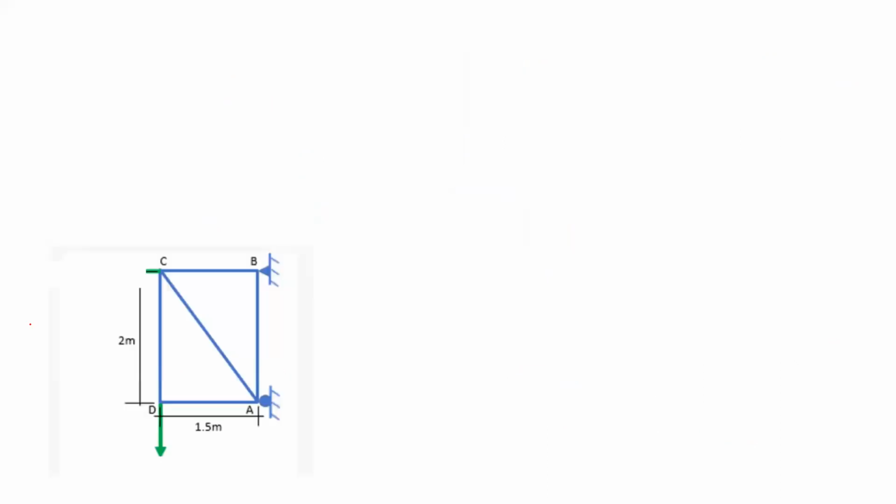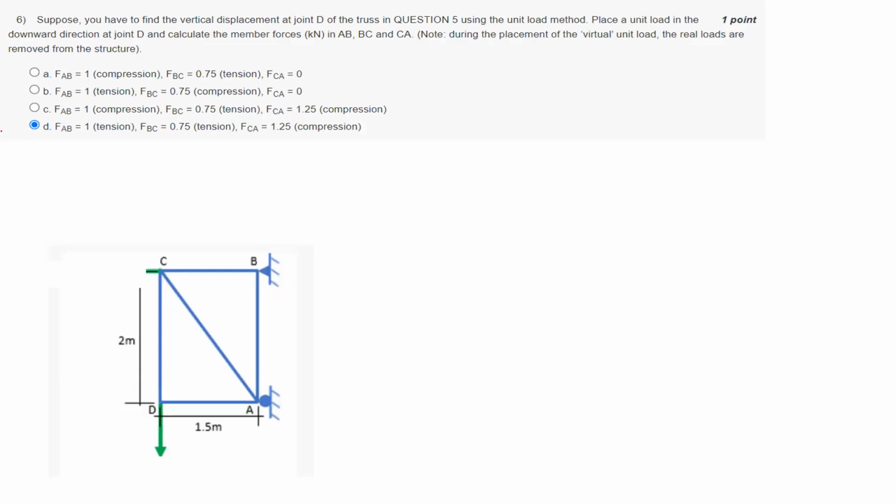So then we have question 6. Suppose you have to find the vertical deflection at point D. So we have to apply a unit load. There is no unit for this; these are known as K forces. So now we have to analyze again. We will get this as 0.